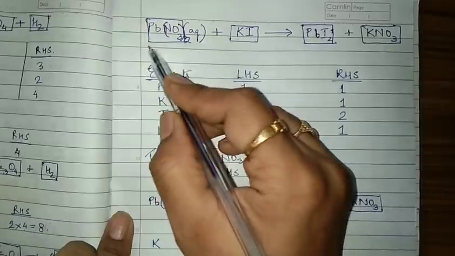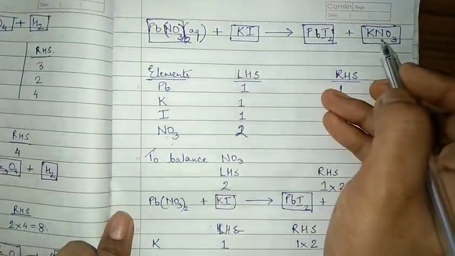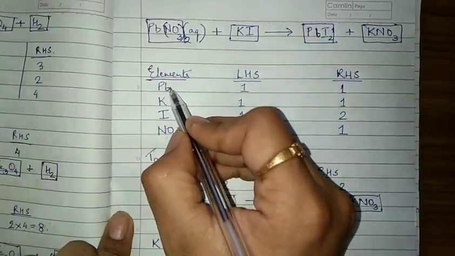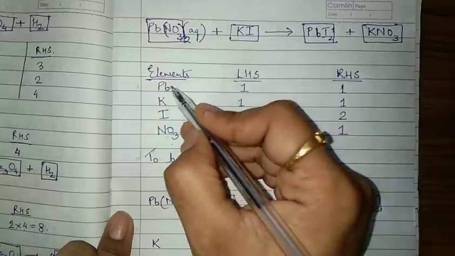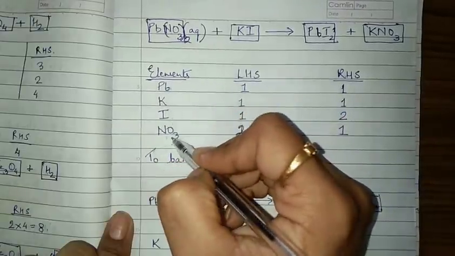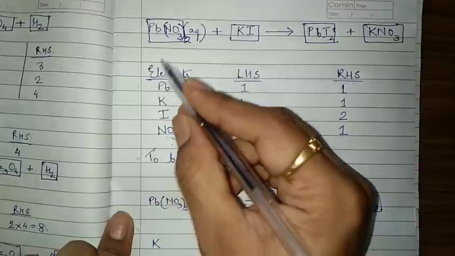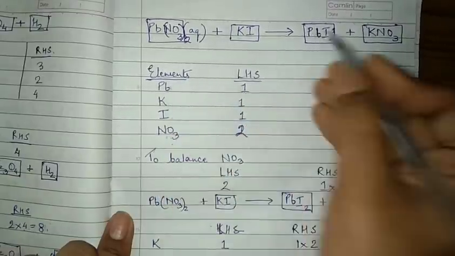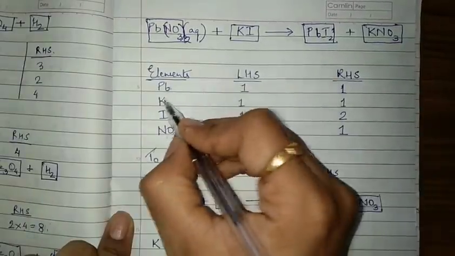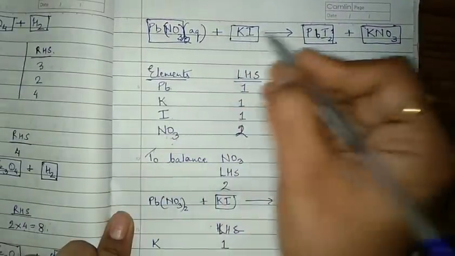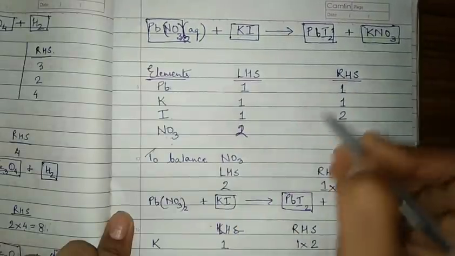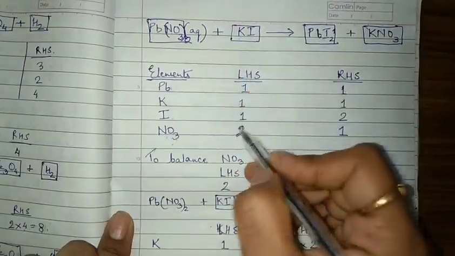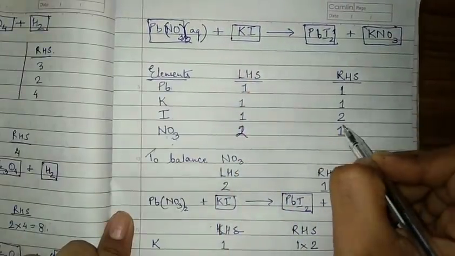What we have done, first step, we draw boxes around all the elements, products and reactants. Then we write the names of the elements which are there in this reaction, Pb, K, I, and as I said NO3 will be taken as a whole. So, lead, how many atoms of lead on the left hand side? 1 on the left hand side and 1 on the right hand side. Number of atoms of K, 1 on the left hand side and 1 on the right hand side. Number of atoms of I, 1 on the left hand side and 2 on the right hand side.